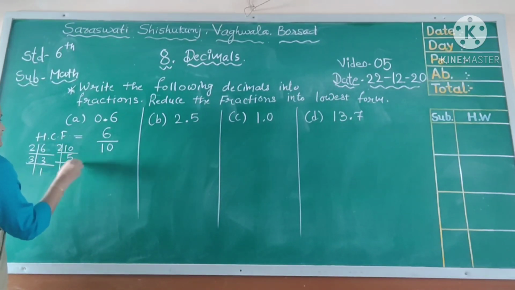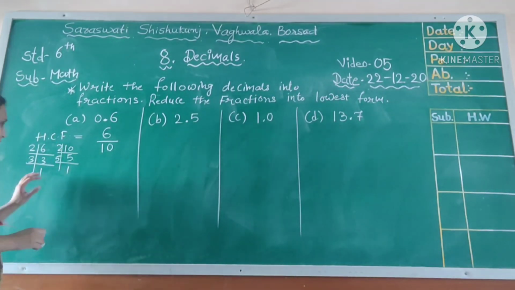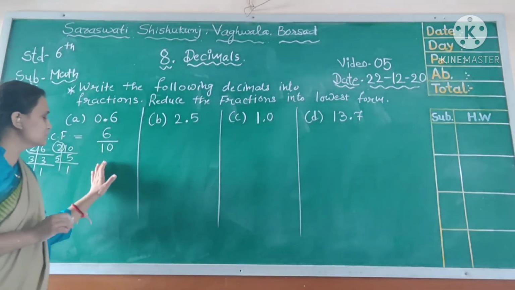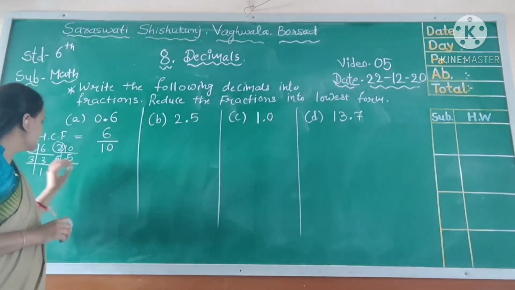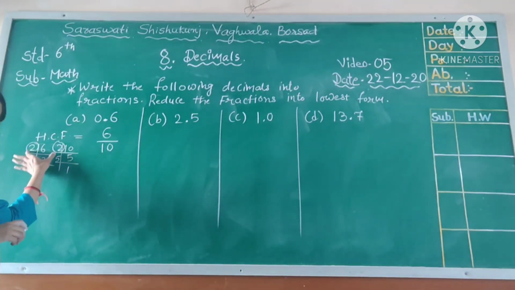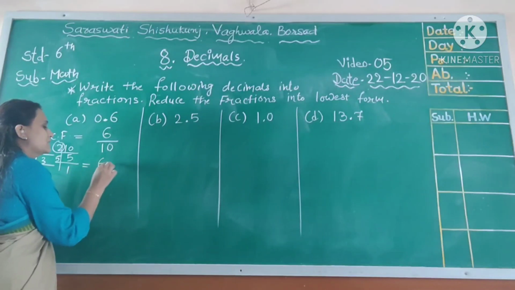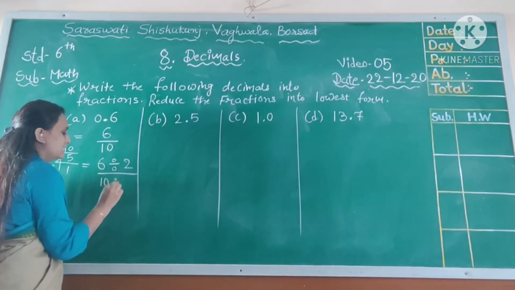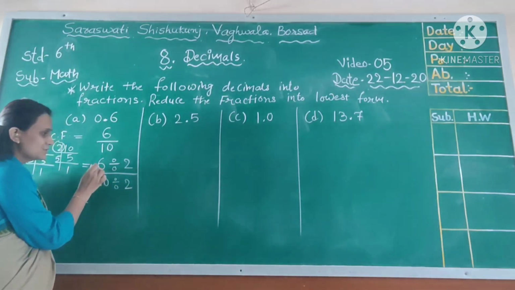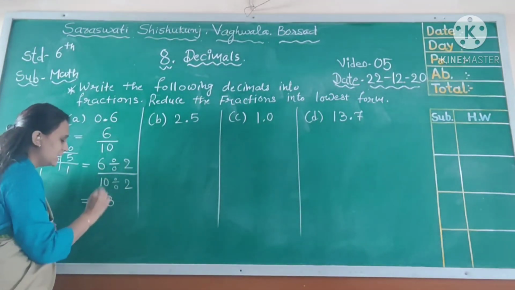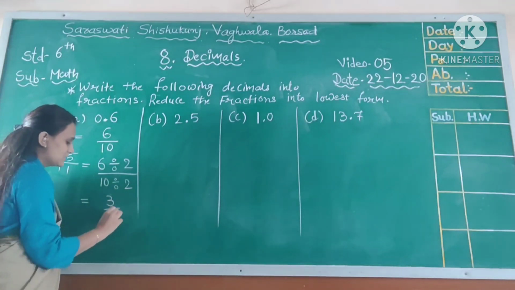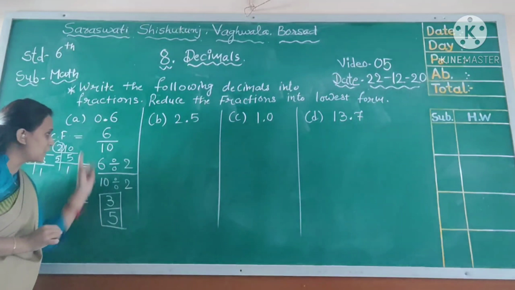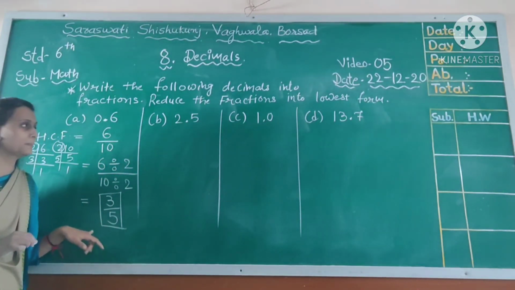The HCF of 6 and 10 is like this: 2 3s are 6 and 3 1s are 3. Same here, 2 5s are 10 and 5 1s are 5. So what is the highest common factor here? 2. So to convert the numbers into lowest form, we have to divide the numbers by the common factor. The common factor is 2, so 6 divided by 2 as well as 10 divided by 2. So 6 divided by 2 gives you 3 and 10 divided by 2 equals 5. Okay, so this is the lowest form of 6 upon 10.